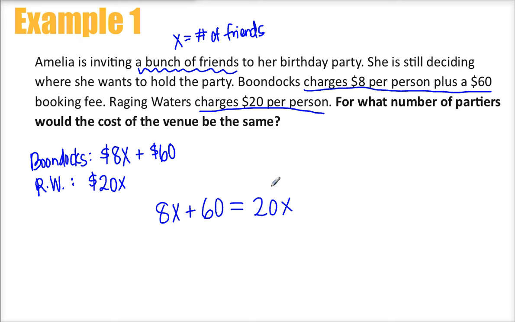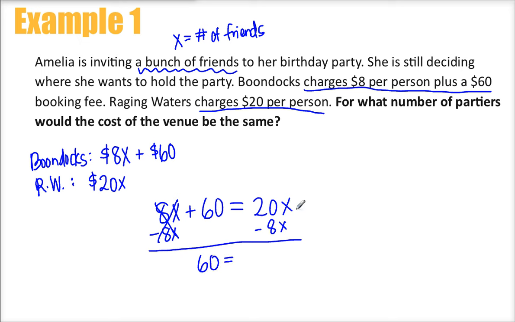Now I need to solve it because they're asking for what number of people. So I need to know what x is equal to. So I'm going to solve this equation. So it looks like there's a lot of x's on this side, so let's move all of our x's over here. So that means this 8x is in the wrong place. It's got to go. So let's combine it with its zero pair, which is a negative 8x. And whatever I do on one side, I have to do on both sides. 8x minus 8x is 0. And I'm still just left with that 60 over here.